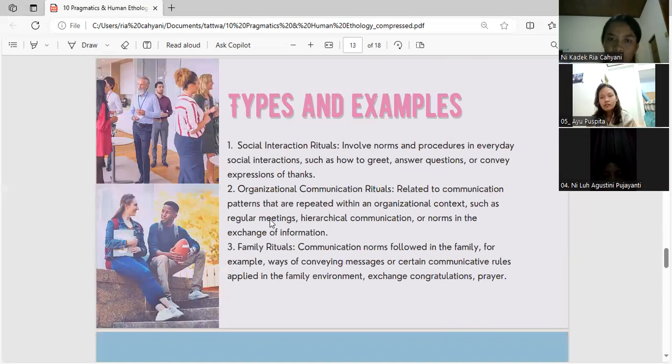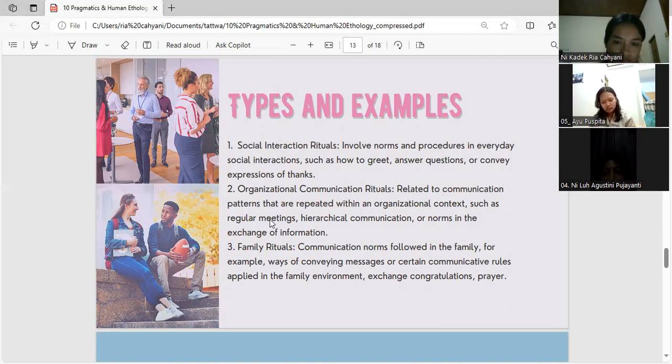And the types and examples of communication rituals in pragmatics. The first one, social interaction rituals. These involve norms and procedures in everyday social interaction, such as how to greet, answer questions, or convey expressions of thanks. And the second one, organizational communication rituals. This is related to communication patterns that are repeated within an organizational context, such as regular meetings and norms in the exchange of information. And the third one, family rituals.